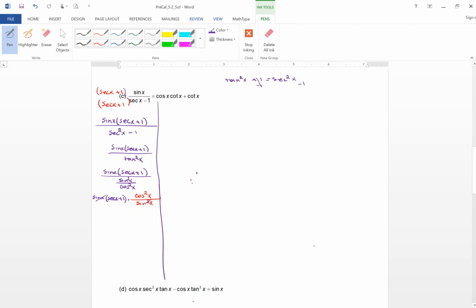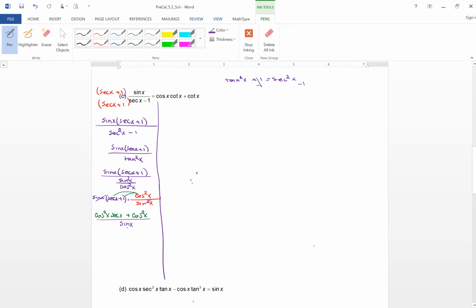What we have is secant x plus 1 times cosine squared x on top. Let's distribute the cosine squared x now, over sine of x.